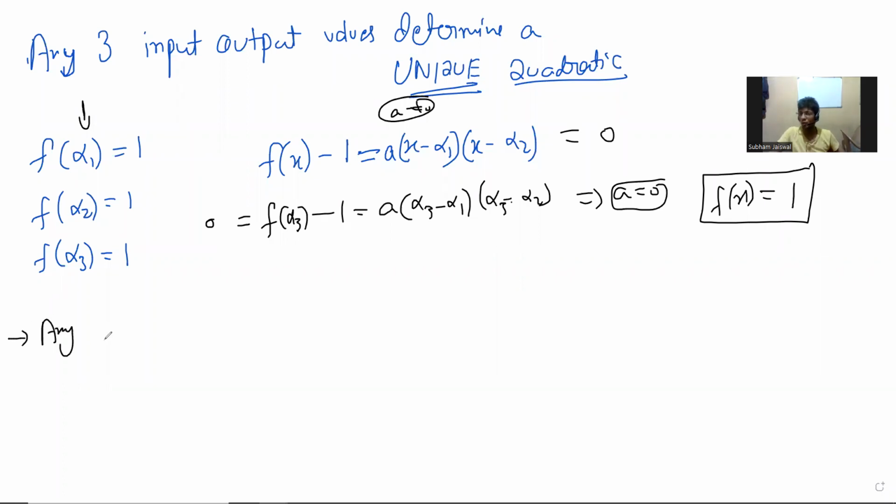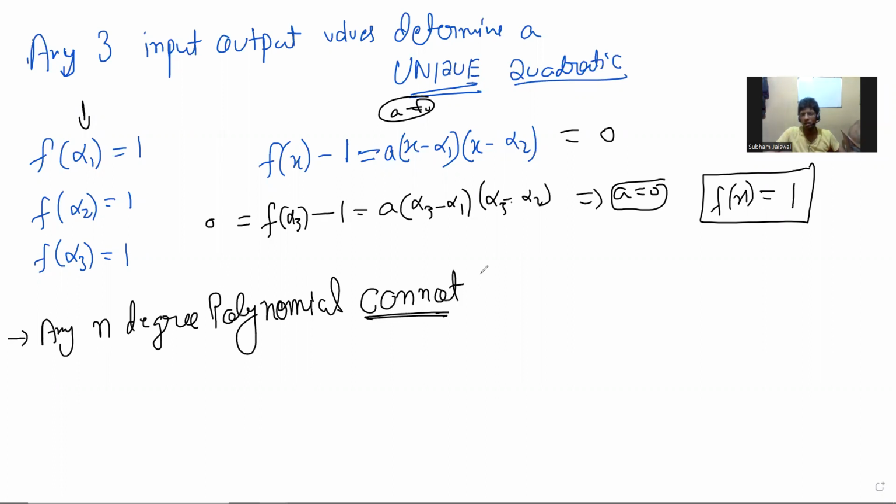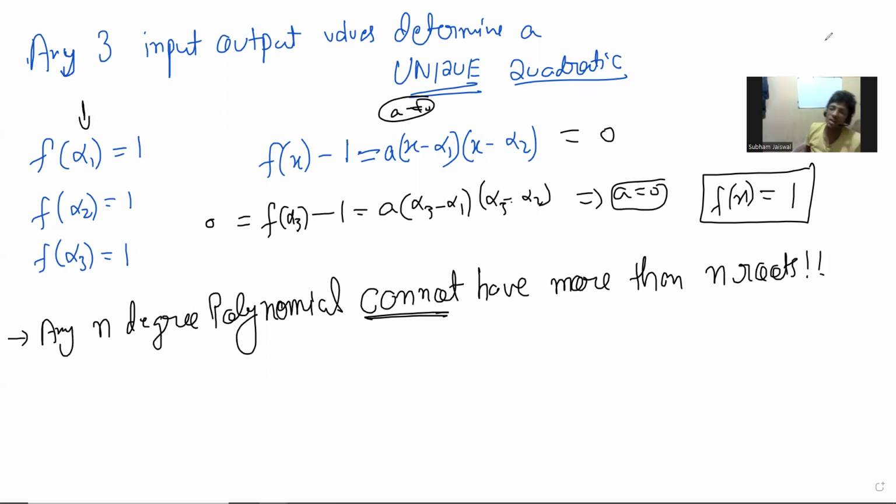You can think about it for a cubic. Any n degree polynomial cannot have more than n roots. Oh, this is a very nice regularity thing, right? I'm not saying it has n roots. I'm saying it doesn't have more than n roots.